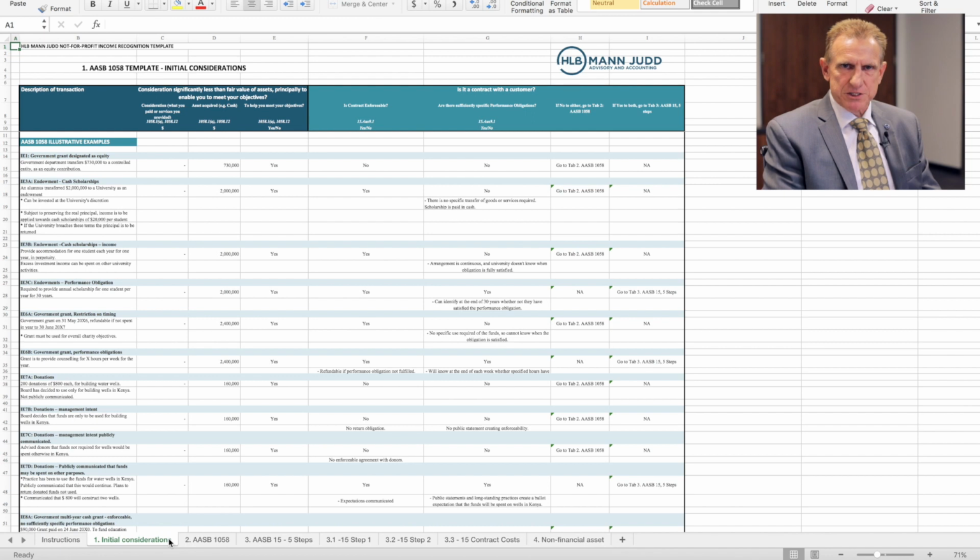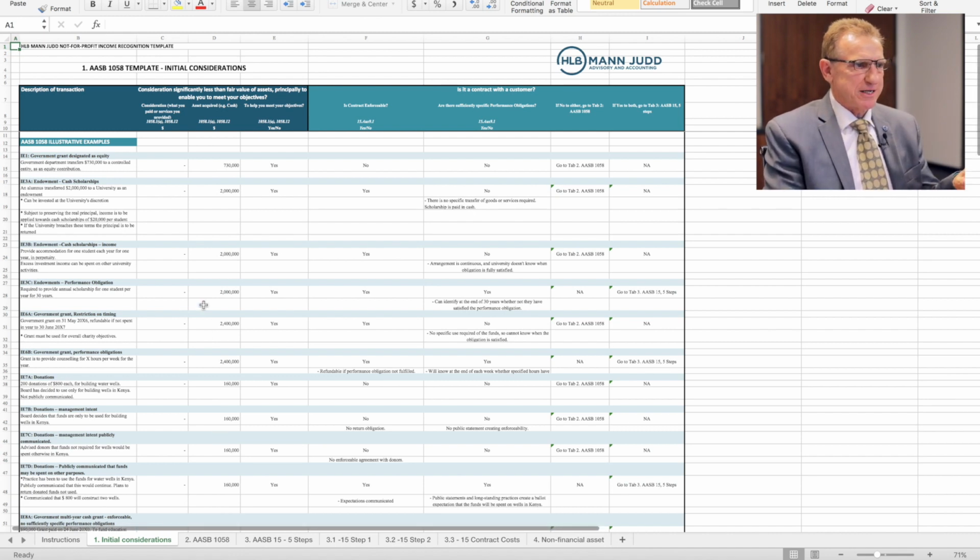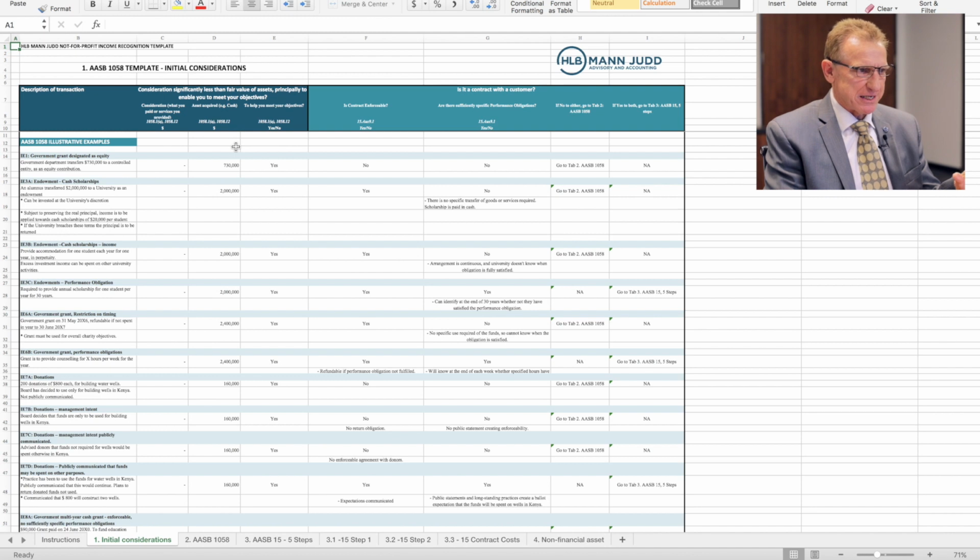The reason we developed this template is dealing with accounting standards, AASB 15 and AASB 1058 is quite difficult. And one of the difficulties is working out which standard you have to apply, whether it's 15 or 1058. So our initial considerations page takes you through some of the steps you need to do to work that out. The first part is this section headed consideration significantly less than the fair value of assets, principally to enable you to meet your objectives. Now that section has three columns in it.